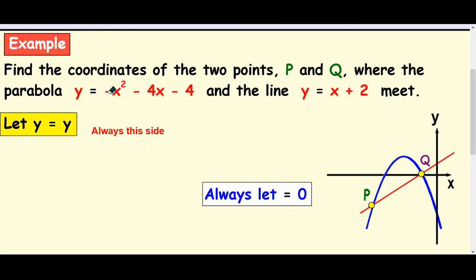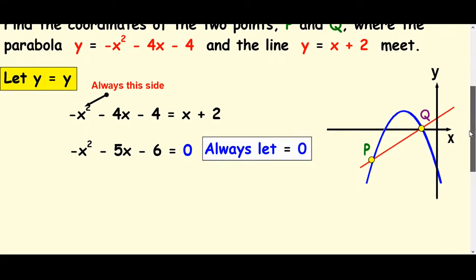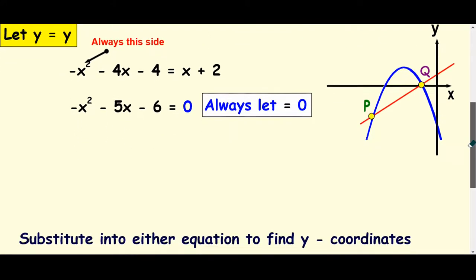Okay, this is slightly trickier with negative x squared. There's a wee trick we can do though to help us out. So again, start this way, let y equal y. So this part here is going to equal to this part here. Just like that. Okay, I'm going to take away the x to get minus 5, and I'm going to take away the 2 to get minus 6. So we always take over one side and let it equal 0 to solve a quadratic equation.